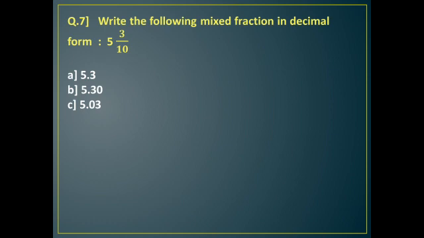Next, write the following mixed fraction in decimal form. So 5 is given, 5 3 upon 10. So we have to find the decimal form of this number. So options are 5.3, 5.30, 5.03.